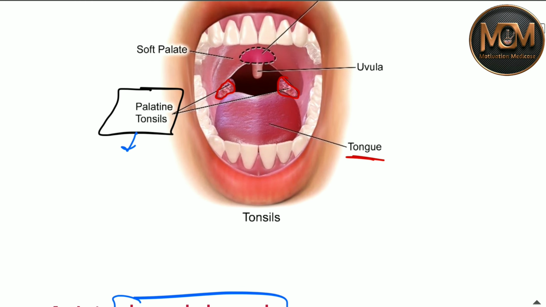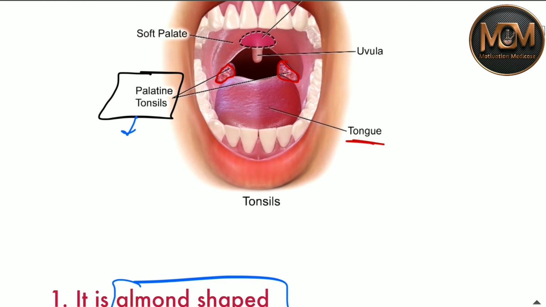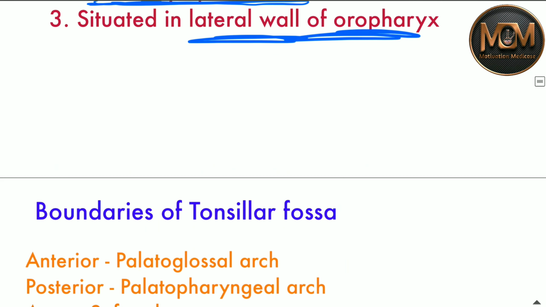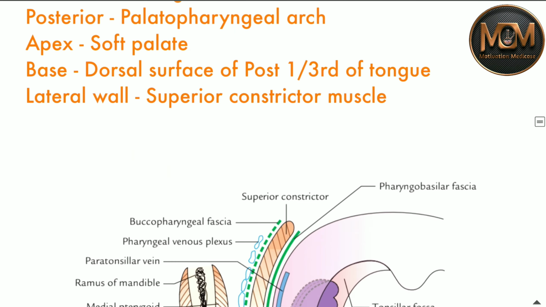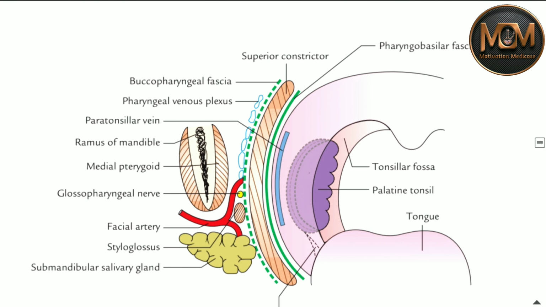Now, they are present in the triangular fossa. What is this triangular fossa? First of all, understand the boundaries of the tonsillar fossa. Let's understand it through this diagram. This is our palatine tonsil, present in between two arches. You can see an arch which I am highlighting, and there's one more arch behind it.